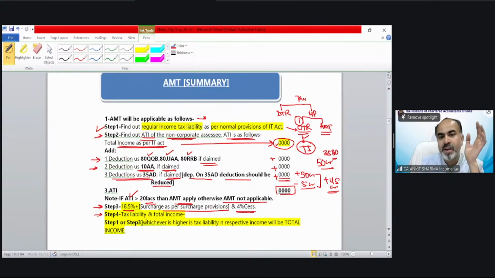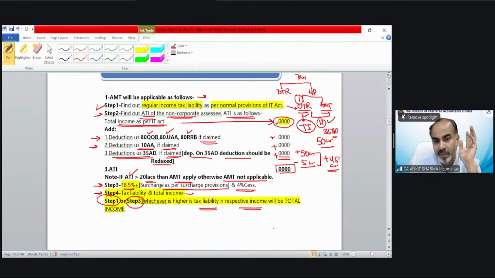Step number 4 would be tax liability and total income. Now, tax liability and total income would be from step number 1 or step number 3, whichever is higher. That means the higher of the two needs to be your tax liability. Step number 1 is tax as per normal provision of the act. So compare step number 1 and step number 3. The higher would be your tax liability and the respective income will be your total income. And now the higher needs to be compared with the default tax regime tax status. That would be your final tax liability.